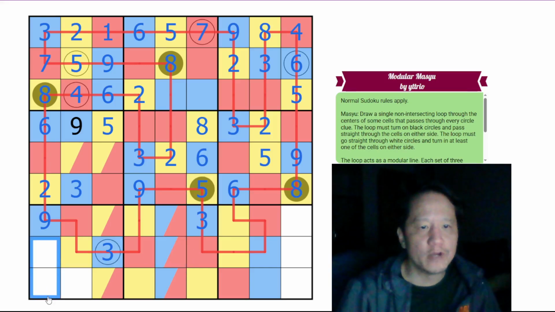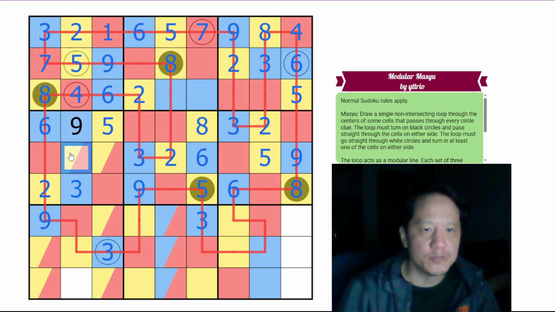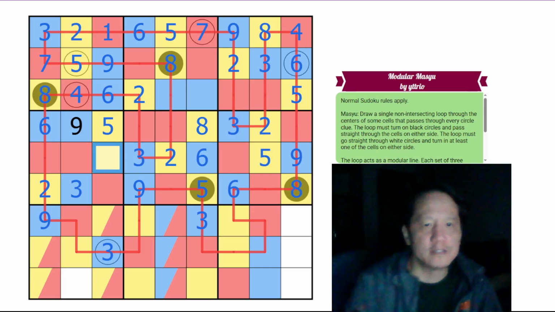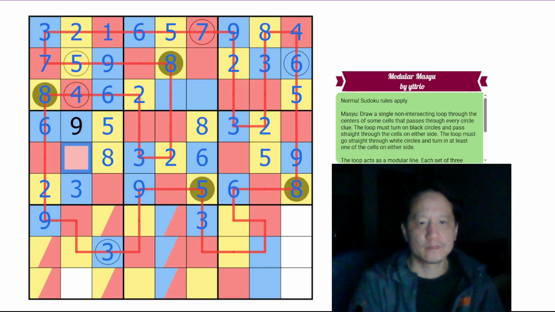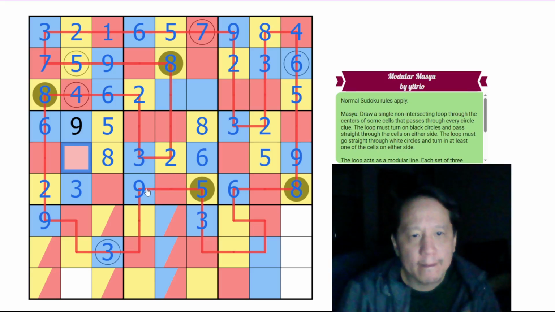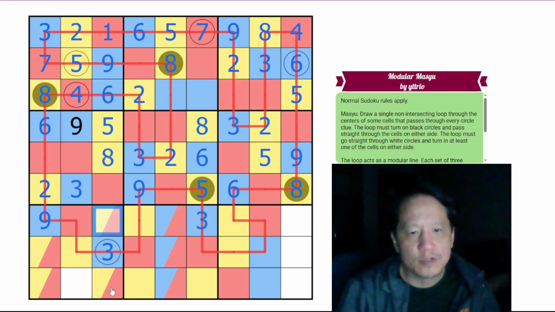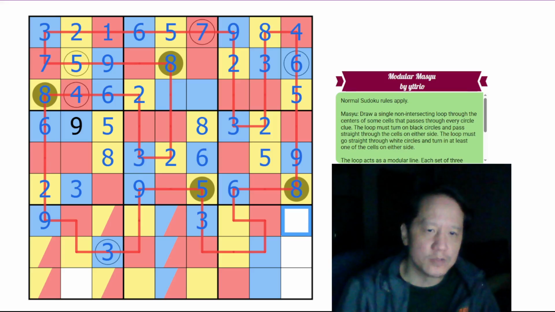Okay, so we have red and yellow remaining here. We have 3 yellows in column 2, so this cannot be yellow, which makes that red. We have 3 reds in box 4, so this can't be red. It's yellow, and this must be an 8. We have to have 2 in one of these. This cannot be 3, 6, or 9, so it's not blue.